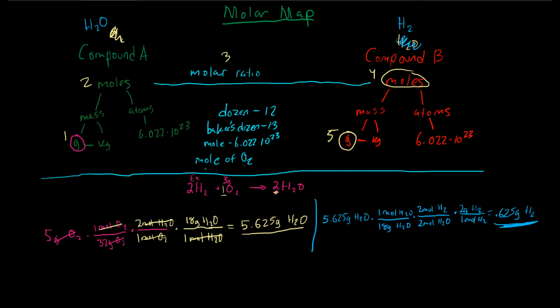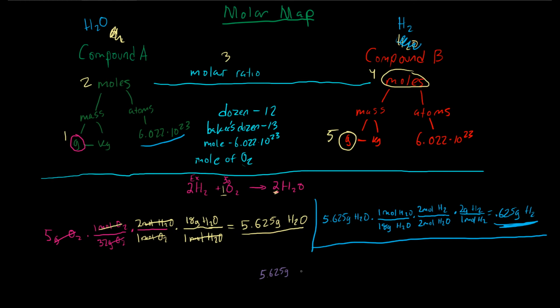This can be any sort of problem. You just have to change the numbers around and make sure you're following the correct steps. So if you have the number of atoms, let's find that out. Let's find out how many molecules we have in, let's say, 5.625 grams of H2O.